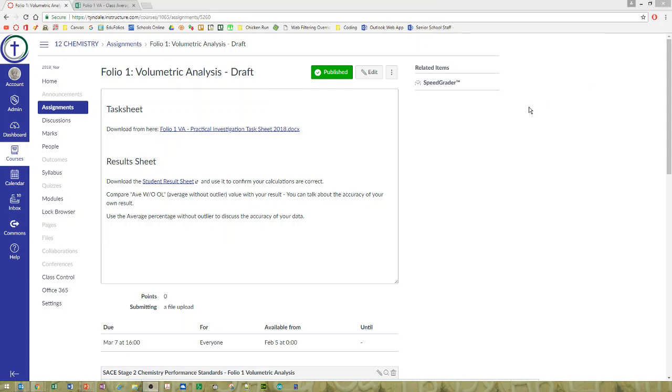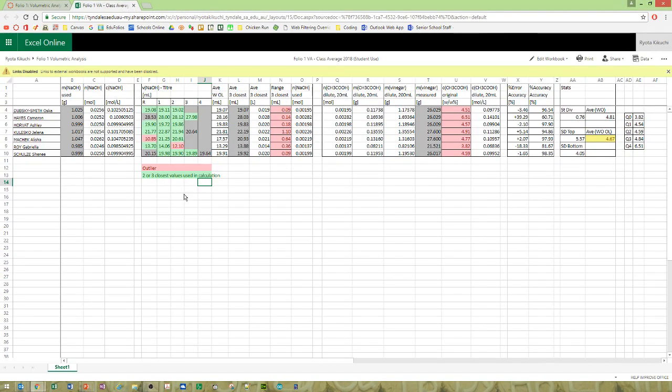All right, so in this inbox, again, you can find two links here. A task sheet, that's the brand new task sheet for the new SACE, and also a student results sheet. Now this results sheet, have you managed to download that? You might have to click on edit workbook. Please don't edit in there. Just click on download a copy afterwards.